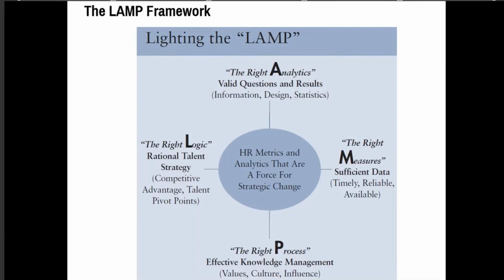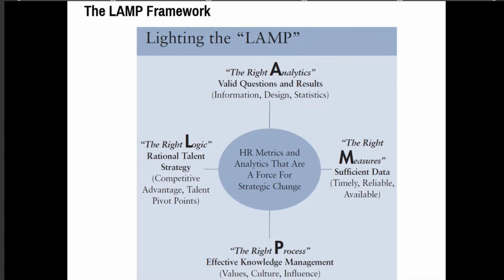The next one is choose the right analytics. Say for example, have a valid hypothesis and valid statistics. That is your analytics. Choosing a right and appropriate test will tell you whether you will be successful or not. Then the third one is that the data that you are measuring must be reliable. It must be available on time when you need it. The measures must be accurate, available, measurable, and valid.